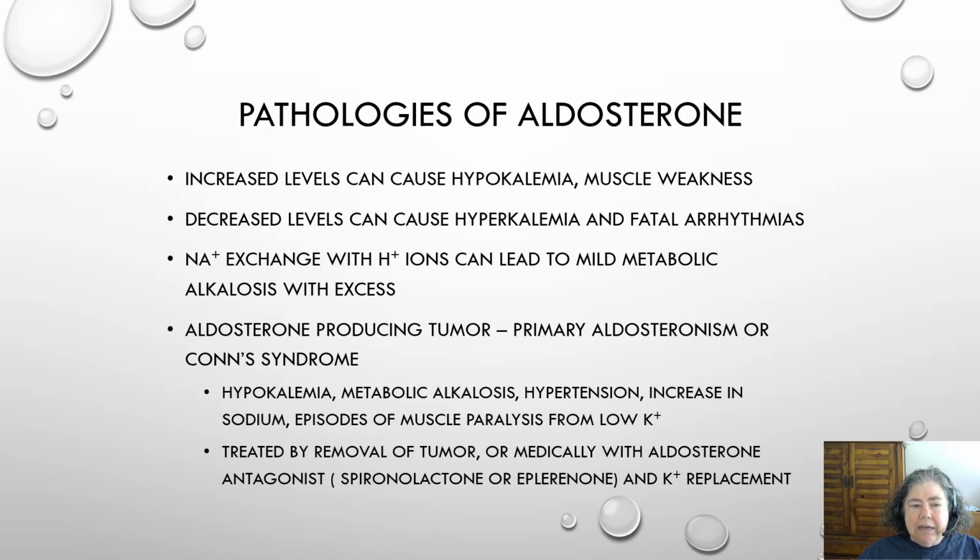And it can be treated by removing the tumor if we can find it. Ideally, we find it. But medically, we can suppress the actions of aldosterone with an aldosterone antagonist. And spironolactone is a diuretic that acts by being an aldosterone antagonist. I believe we talked about it. And it is a potassium sparing diuretic. So it lets us hold on to more potassium. And we may need, in addition, to give additional potassium to maintain potassium levels at a normal level.